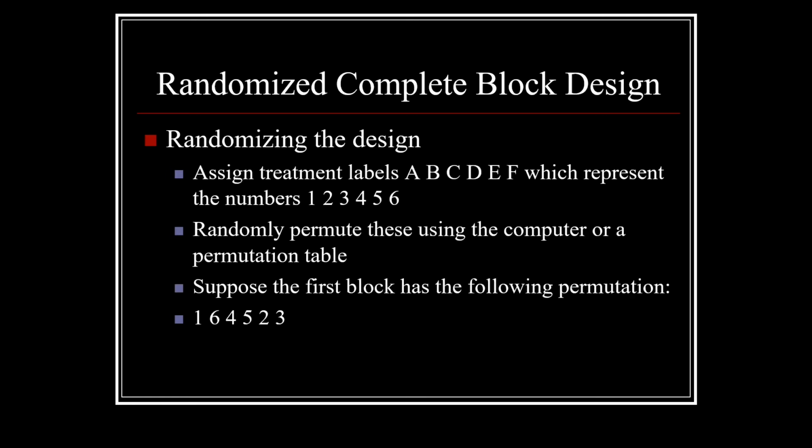Now, we would assign our treatment labels, say A, B, C, D, E, F, and perhaps these are represented by the numbers 1, 2, 3, 4, 5, 6. And then we randomly permute these with the use of a computer or a permutation table. Now, suppose the first block has the following permutation, 1, 6, 4, 5, 2, 3.